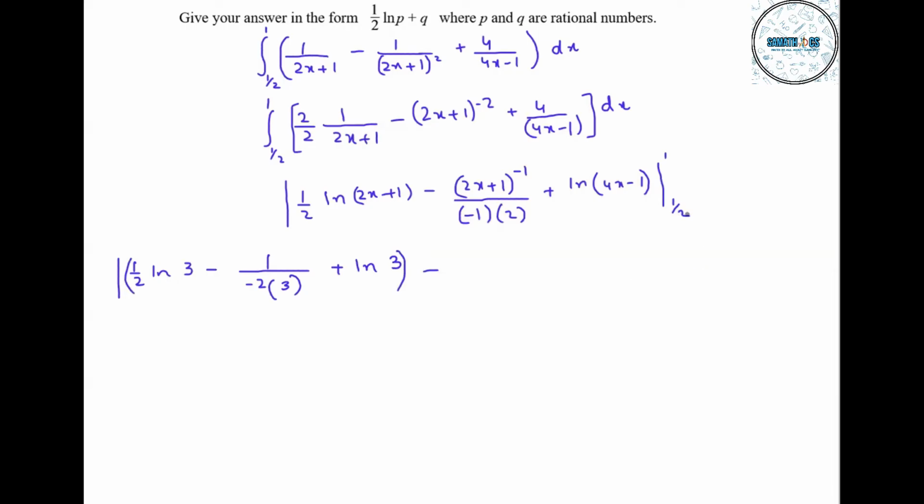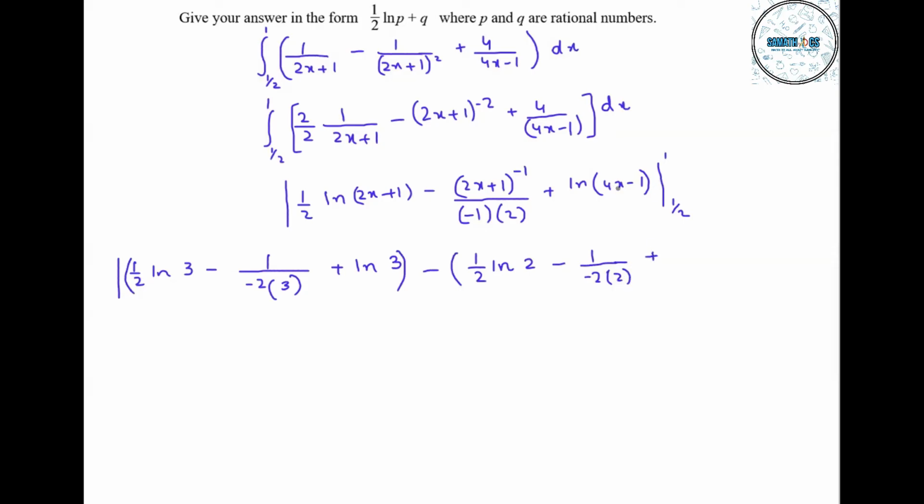Minus, we have to substitute 1 upon 2 over here. So when we will substitute 1 upon 2 here, it will become 2 and 2 will be cancelled out. So we'll be left with 1. 1 plus 1 is 2. 1 upon 2 ln 2. Then minus, when we'll substitute here 1 upon 2, 2 and 2 would be cancelled out. So it will be 1 plus 1, that is 2, and 2 is to be taken into the denominator. So it will be 1 upon minus 2 into 2.